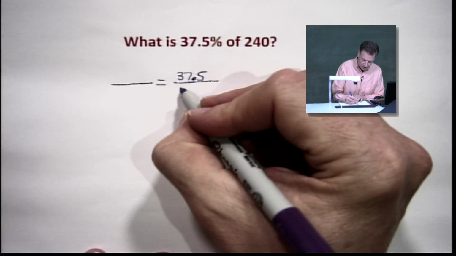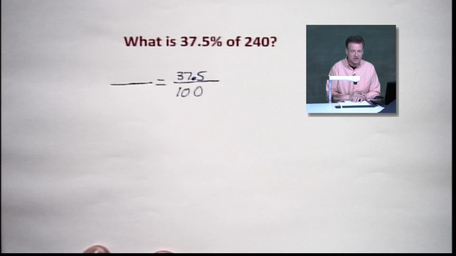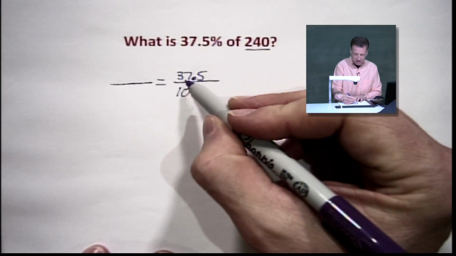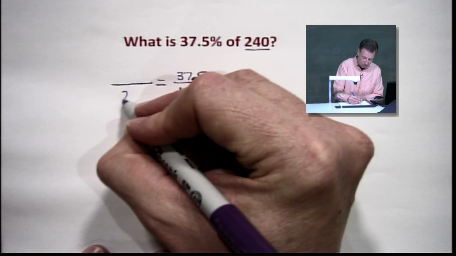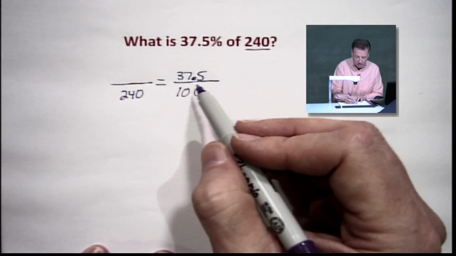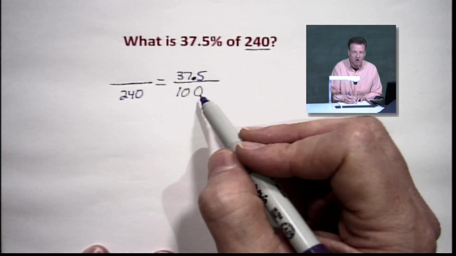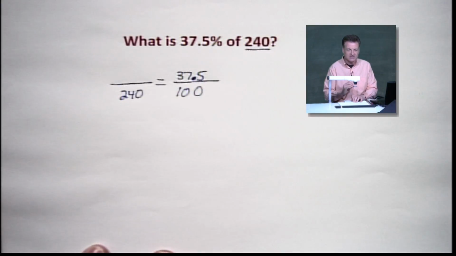And we're going to put it over 100. There's our percent. We always put that over 100 immediately. Notice the 240 is following your lovely "of." So let's put it right in there. Notice there's no movement of the decimal when we just plug it in because we're putting that value over 100. So leave it in there, all right?